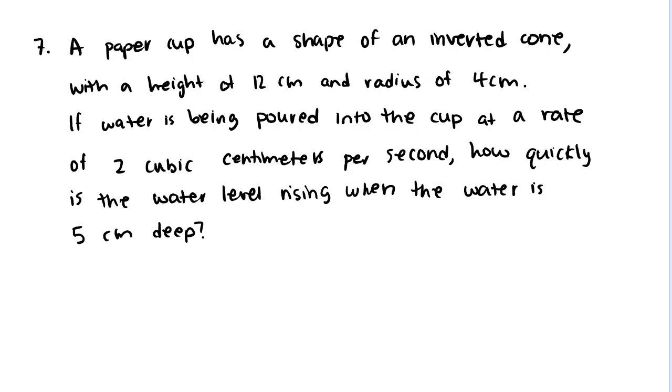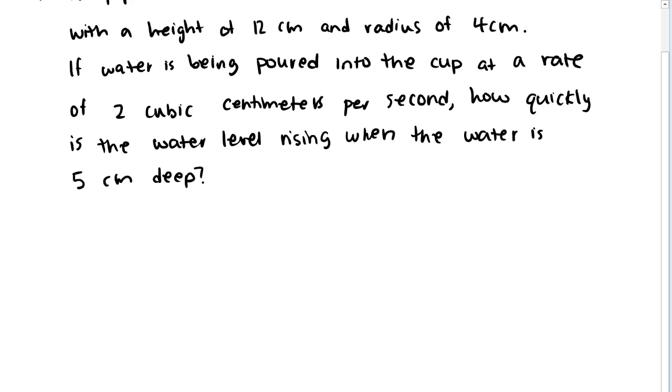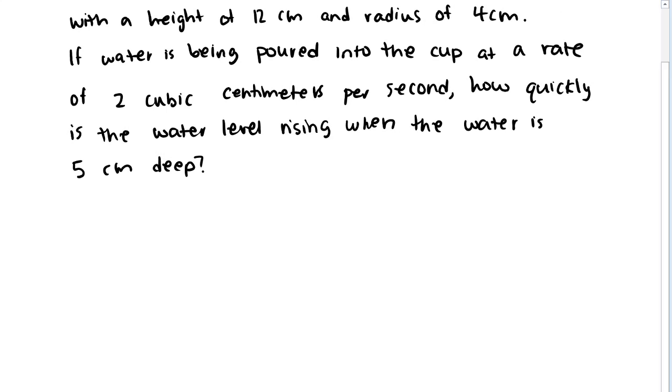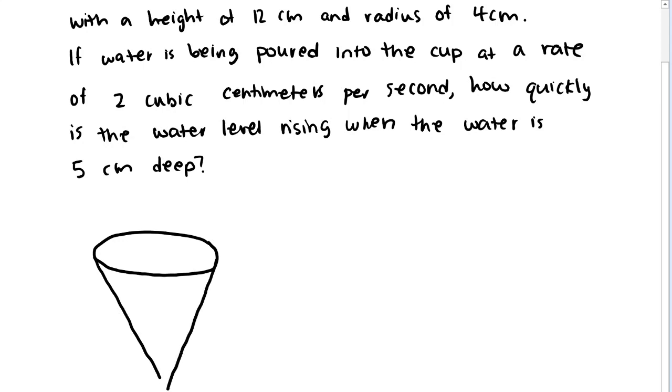So now let's take a look at this related rates problem. Here we're given a situation where we have a paper cup that's in the shape of an inverted cone, so a cone that's pointed downward, and we're given some information about this cone. Maybe I'll just draw a picture. It's always helpful to have something to visualize.